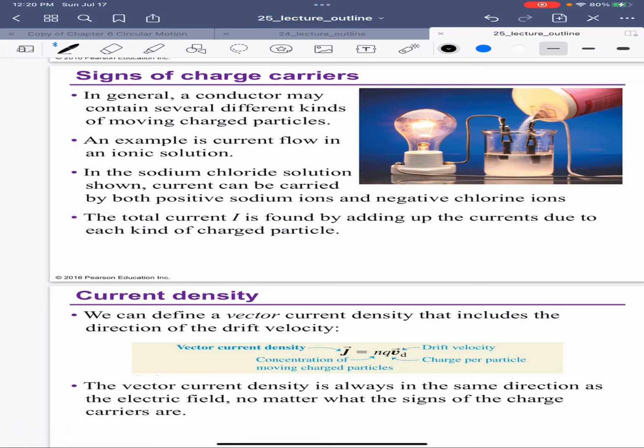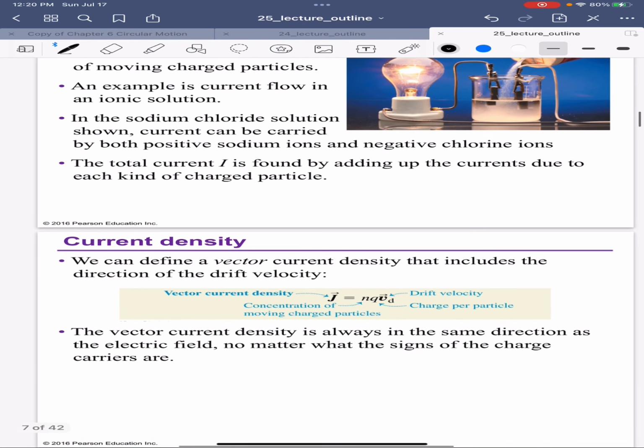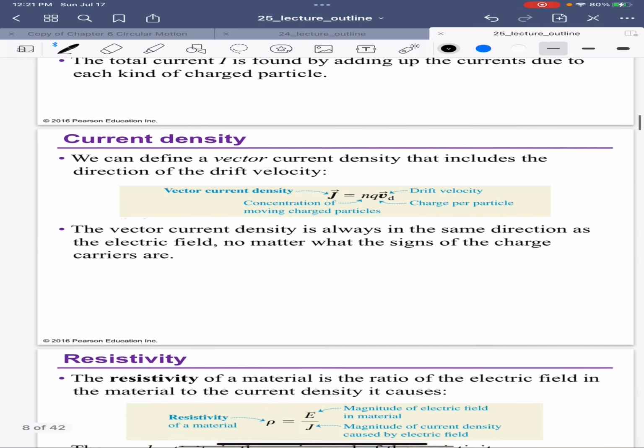We can define a vector current density that includes the direction of the drift velocity, and we are going to call it J, and J equals N times Q times VD. This is really the quantity that we call current density. N is the number of electrons or carriers per unit volume. The vector current density is always in the same direction as the electric field, no matter what the signs of the charge carriers are. Then it is very convenient to use it.